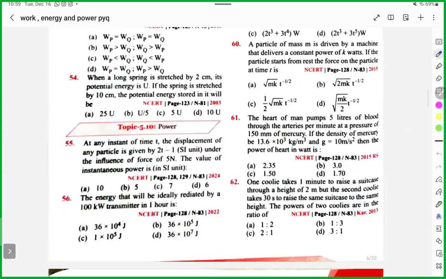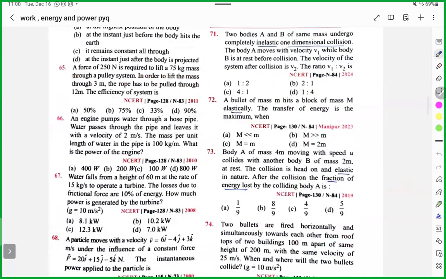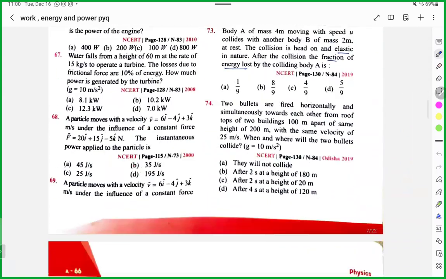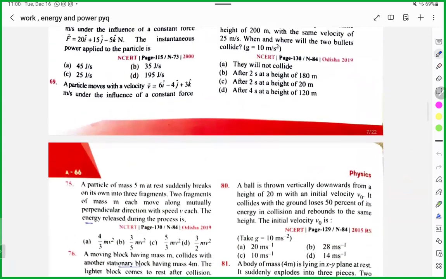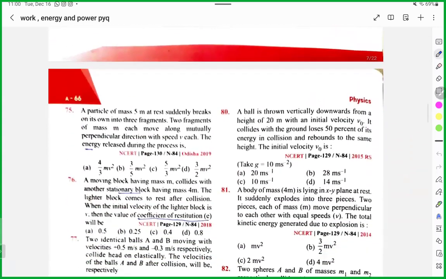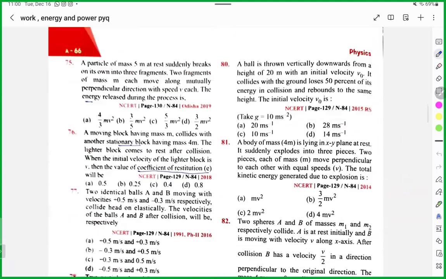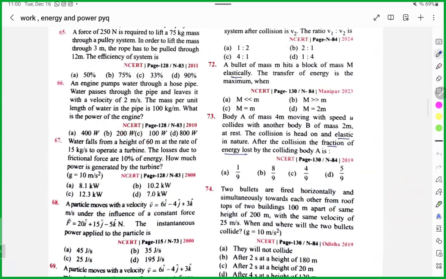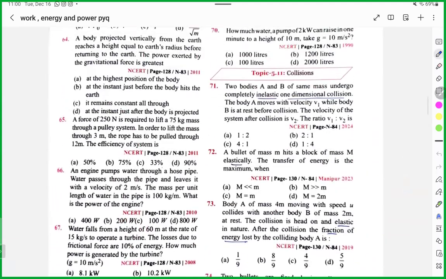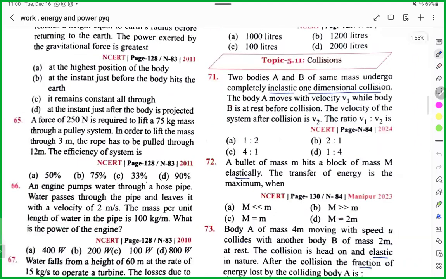Very recent question. This was the question, I guess. But you can solve both the question.